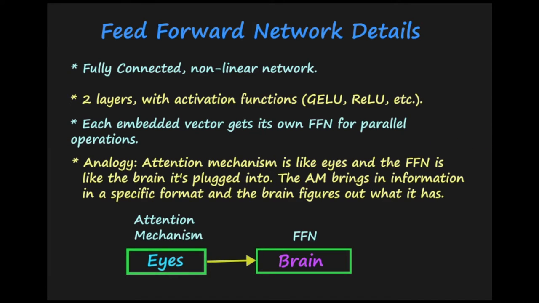In the decoder transformer, the feed-forward network is fully connected and nonlinear. This nonlinearity is what allows the network to learn complex relationships. The FFN, feed-forward network, has 2 layers in this model, and it includes an activation function between the first and second layer.